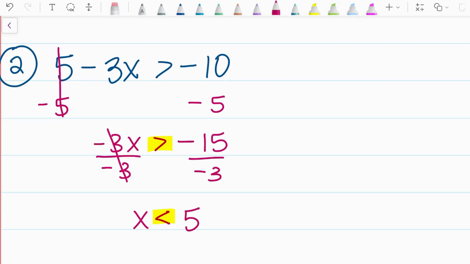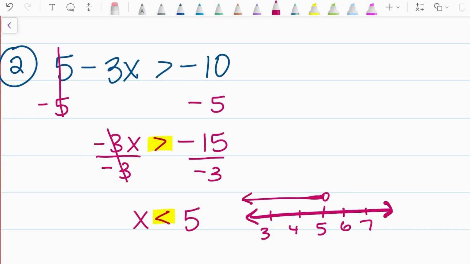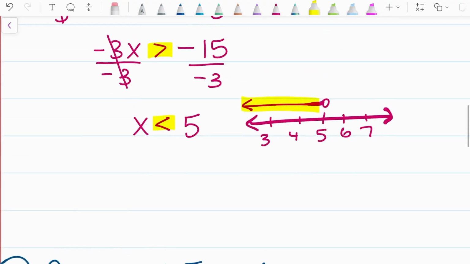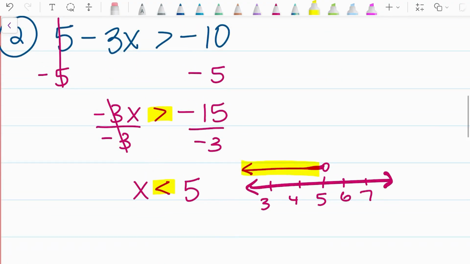So now I'm going to graph this on a number line. I'm going to plop 5 down. I'm going to use an open circle. And again, you can make this better if you'd like to. I'm going to be pointing to the left this time because it's less than. And my symbol and my arrow point the same direction. I also used an open circle because it wasn't or equal to, meaning 5 could not be included.